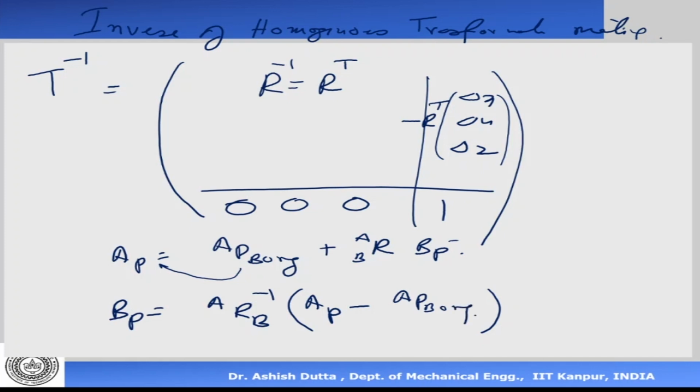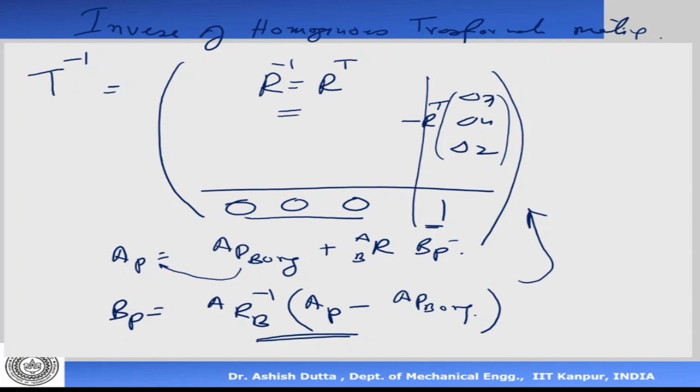Then you take the inverse of this on this side. So this is equal to BP. What is this equal to? This is equal to R inverse, and inverse is equal to transpose, which comes here, into AP minus AP_BORG, which is given here. So we can prove this also very easily this way, and this is what the answer is. Now this is always 0, 0, 0 and this is always 1 in robotics.